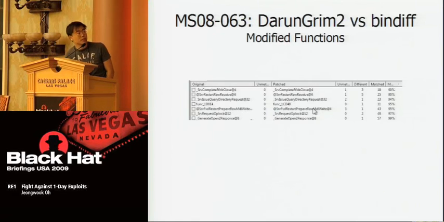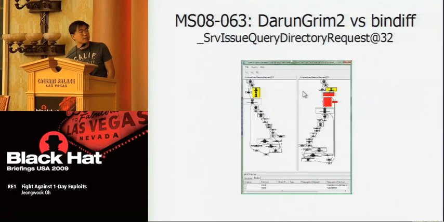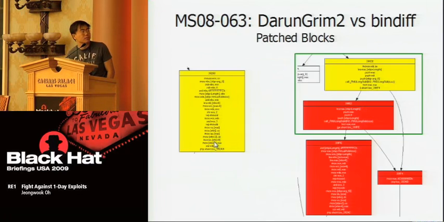This page shows the result from Darungrim 2, and it shows 7 functions have been modified. In one of them, SrvIssueQueryDirectoryRequest, you can see that the left one is unpatched, and the right one is the patched one. The left block becomes split into 4 blocks. It looks like they added a new check for something. So you can look into it more. This one block becomes 4 blocks, and you can zoom in.